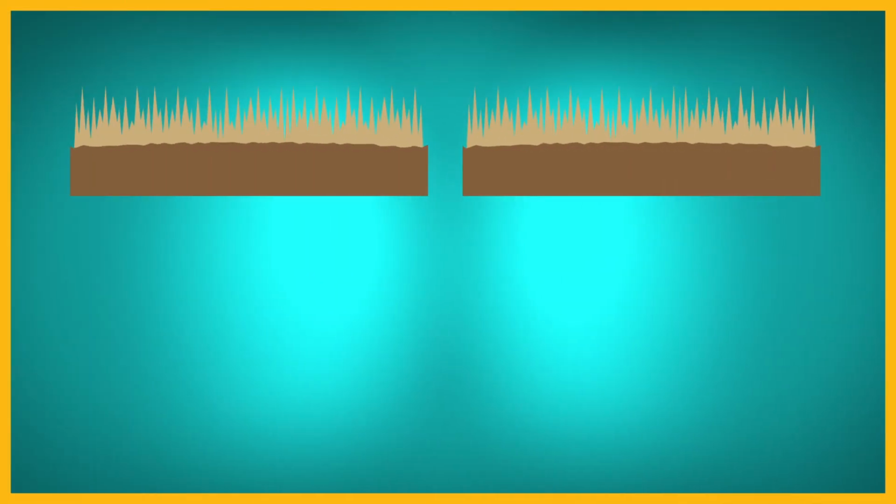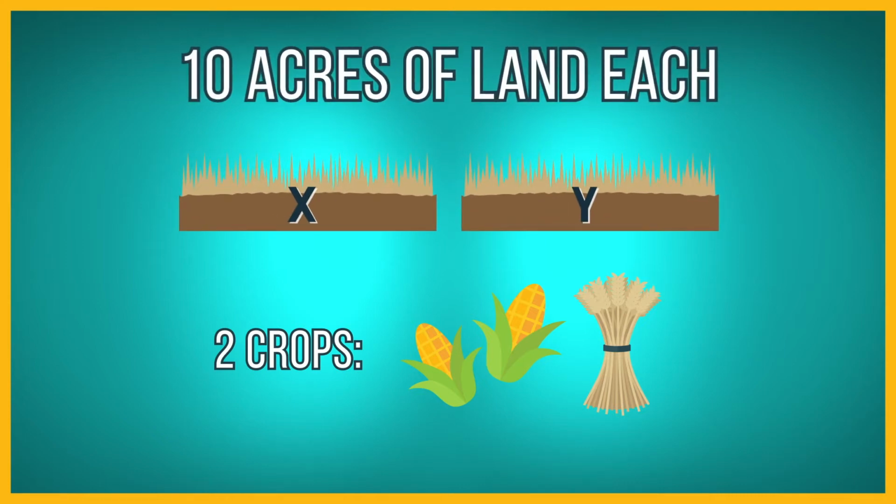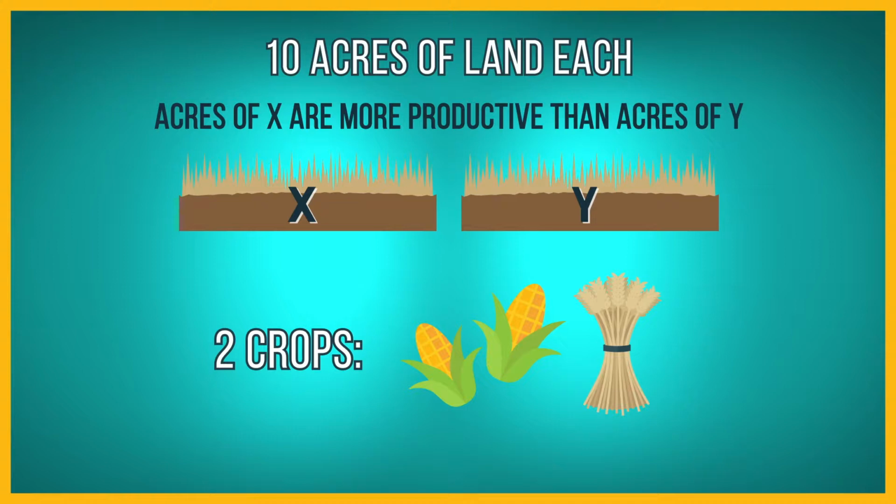Let's derive a production possibilities frontier for a simple economy. Presume that the economy has two types of land, X and Y, to use for two crops, corn and wheat. The economy has 10 acres each of X and Y. Acres of X are more productive than acres of Y.